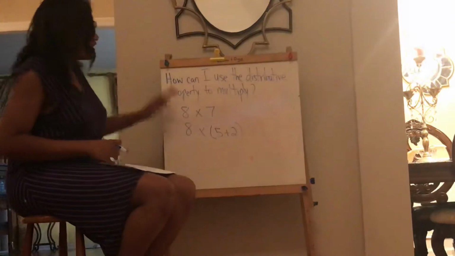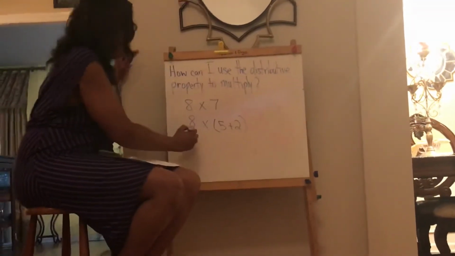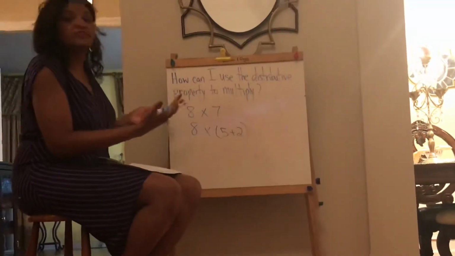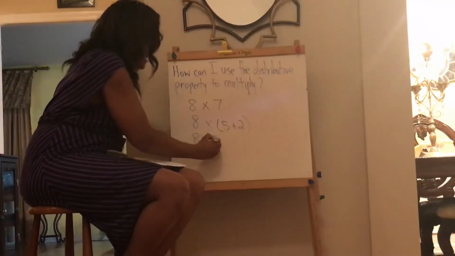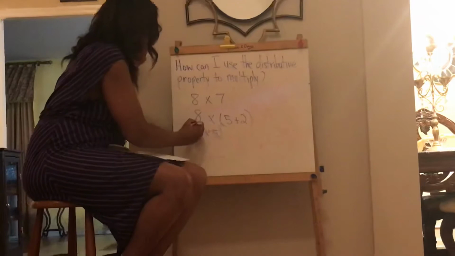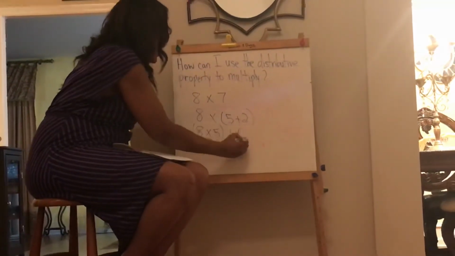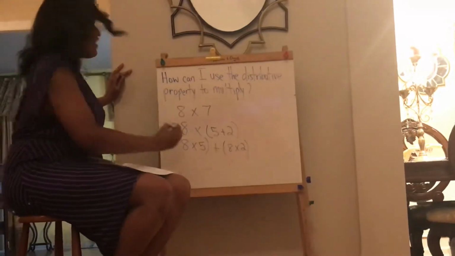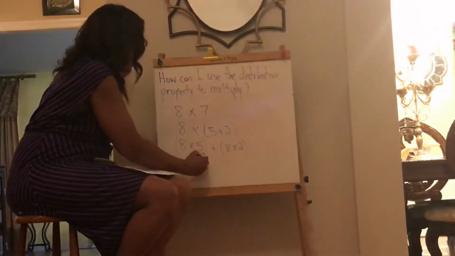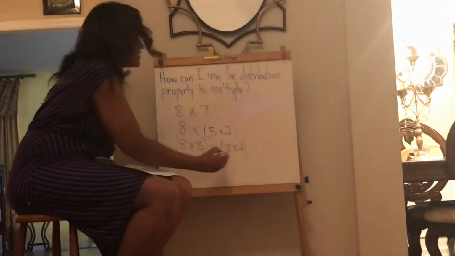Now that I have broken the 7 up into 5 plus 2, what I will do is distribute that 8 into that. So I will create 2 problems: 8 times 5 plus 8 times 2. So 8 times 5 is 40. 8 times 2 is 16.